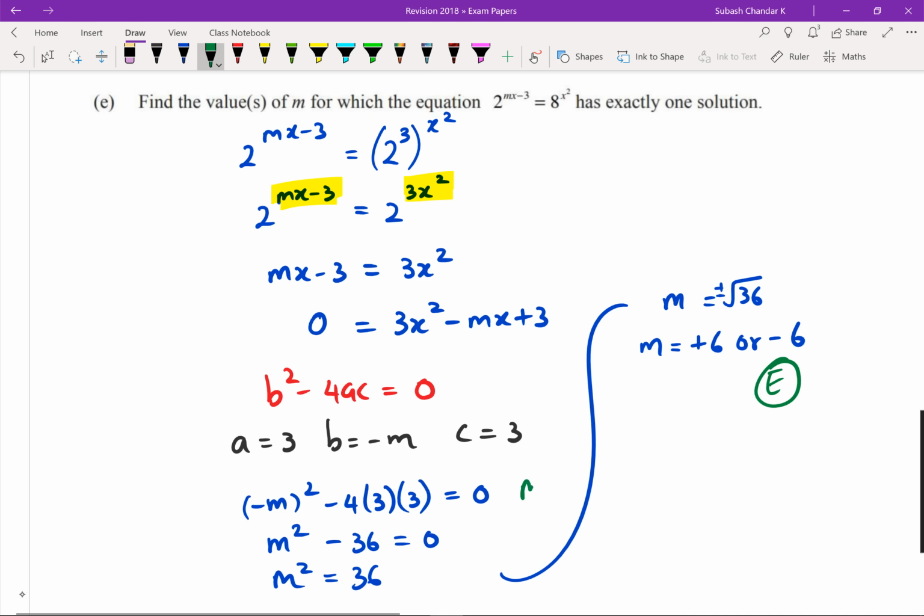Merit, up to here gets you a merit, this line here. For achieved, changing bases to 2. Wow, really? Just that part right there gets you an achieved.